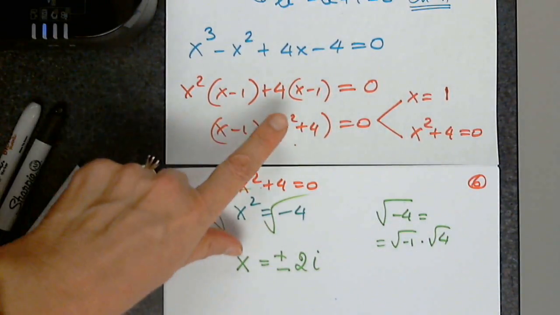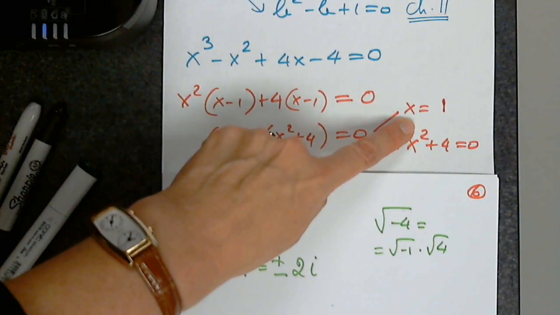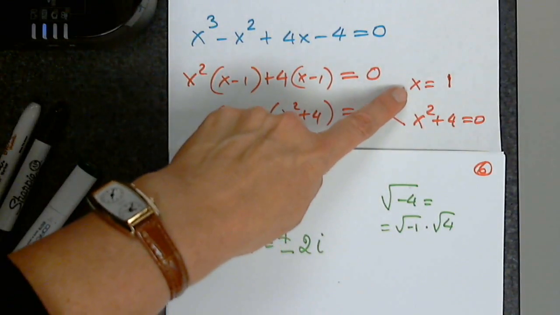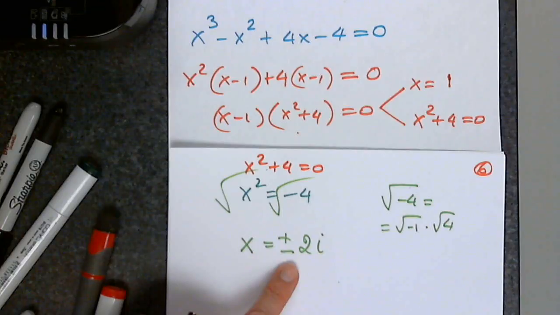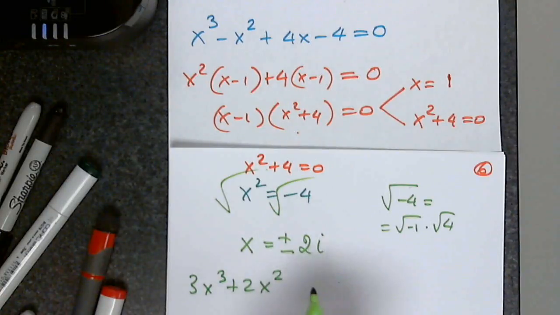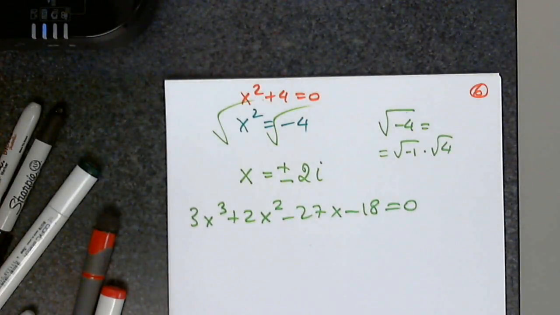Good. So here are our 3 solutions for this equation. x equals 1. This is a real solution. These 2 are imaginary, but they're still part of those 3. So 1 solution and 2 here for a total of 3. Last problem. 3x cubed plus 2x squared minus 27x minus 18 equals 0. 1 minute. And then we'll start chapter 11.